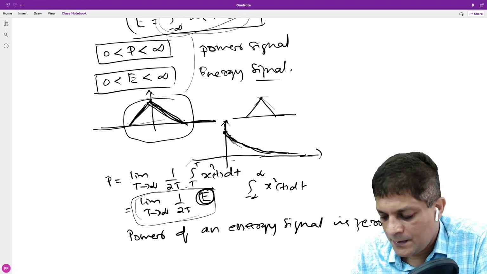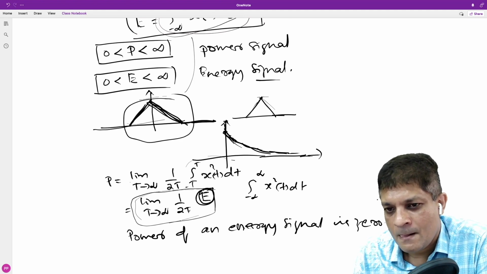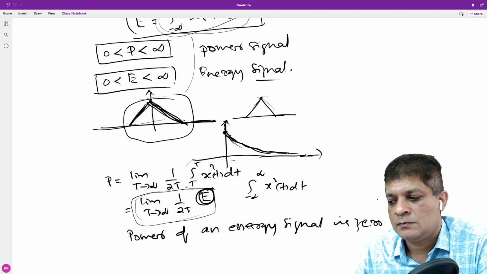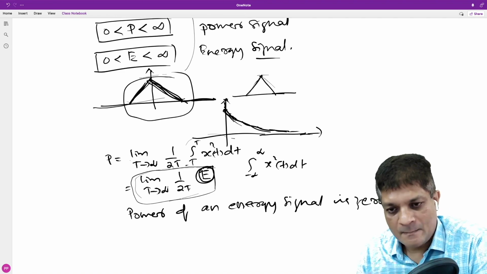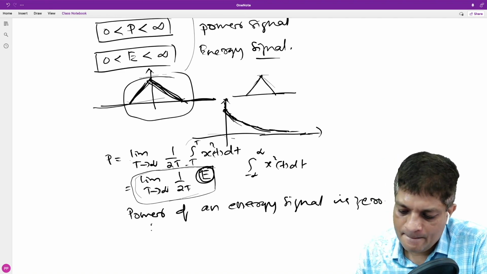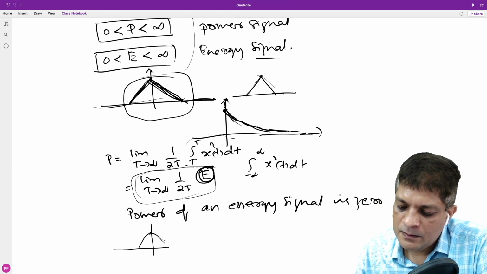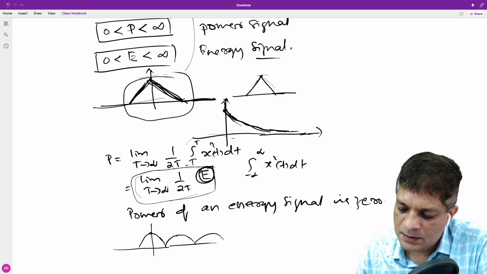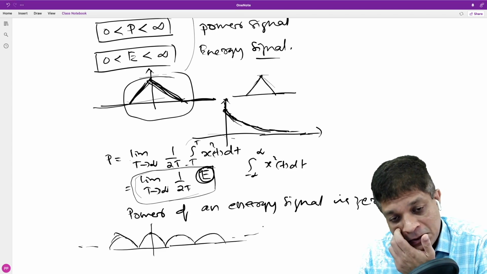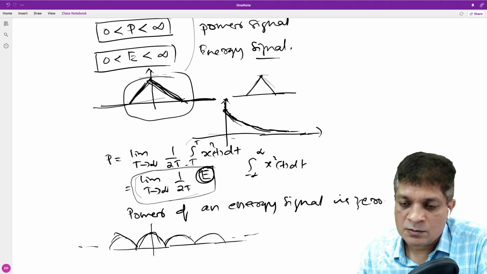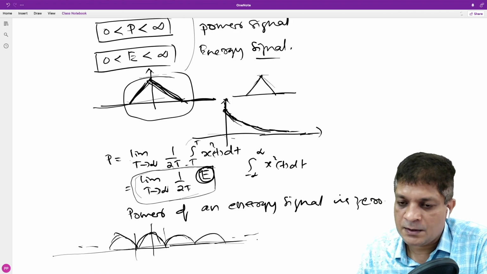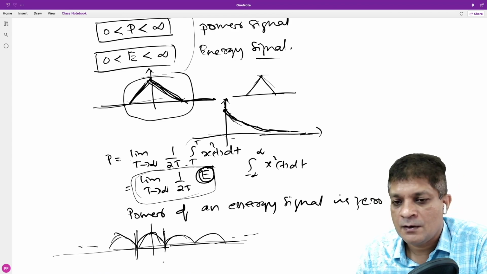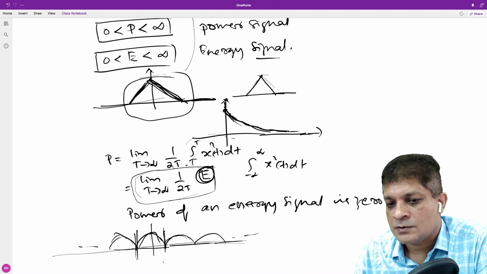Now can you give an example of a power signal? Average power is finite. Periodic signals. If you consider any periodic signal, this is a power signal, isn't it? Because it is periodic, the average power over the entire duration will be the same as the average power in one period of that signal. So this is a power signal.